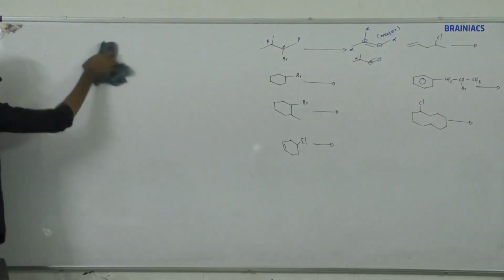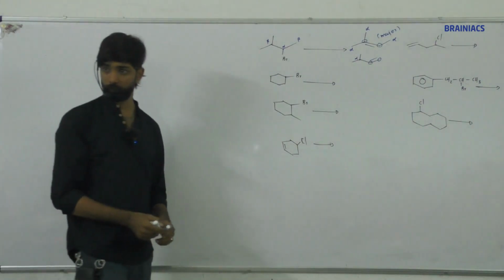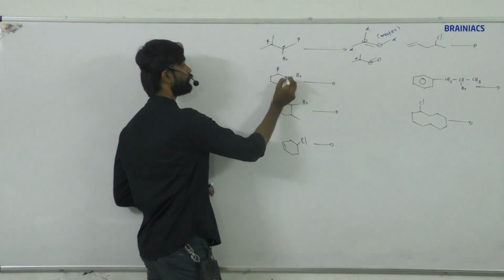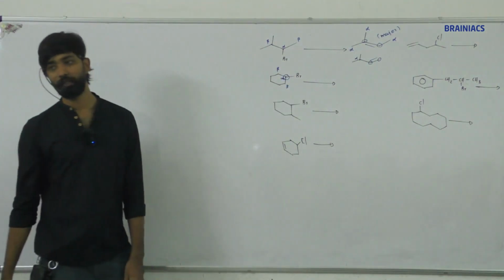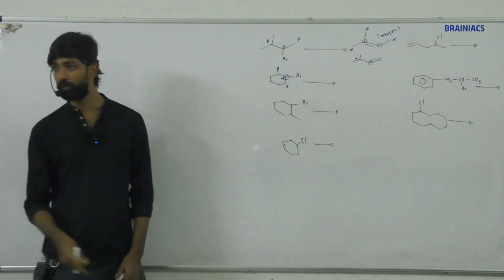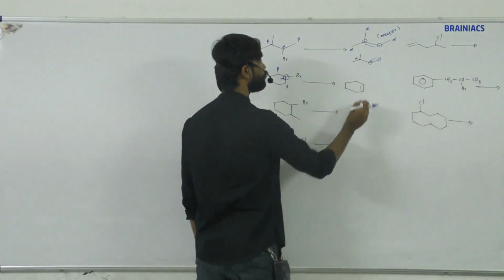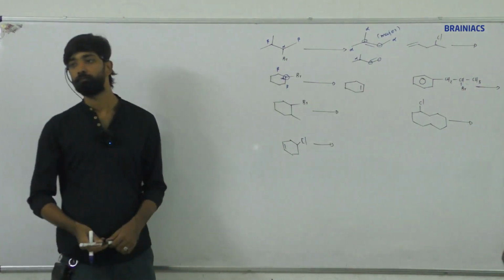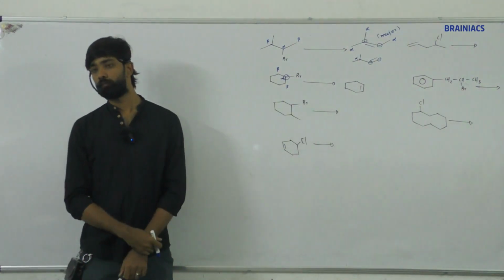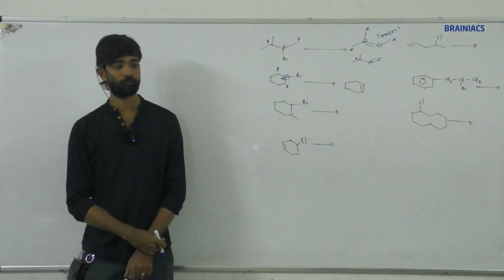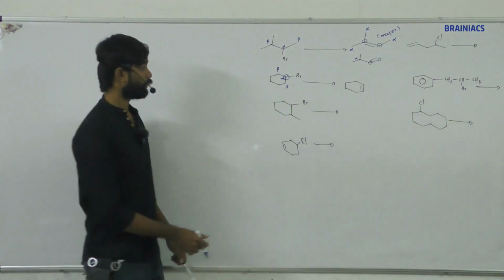What about the next molecule? It's in a cyclic ring. This is alpha, beta, but the two betas are identical with respect to alpha, so there is only one possibility. So there is no competition, so there is no Saytzeff's rule.